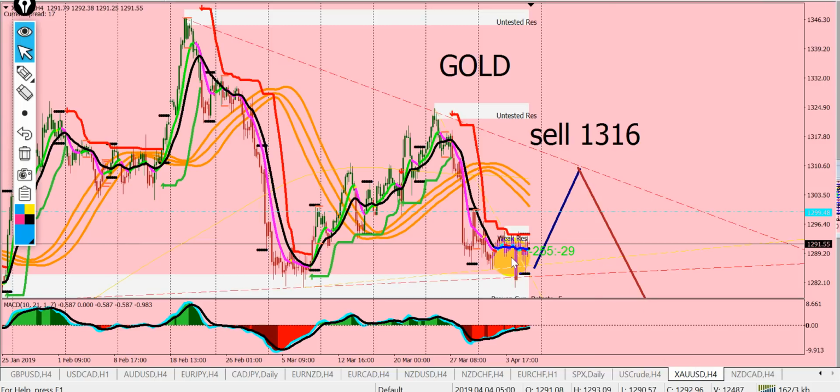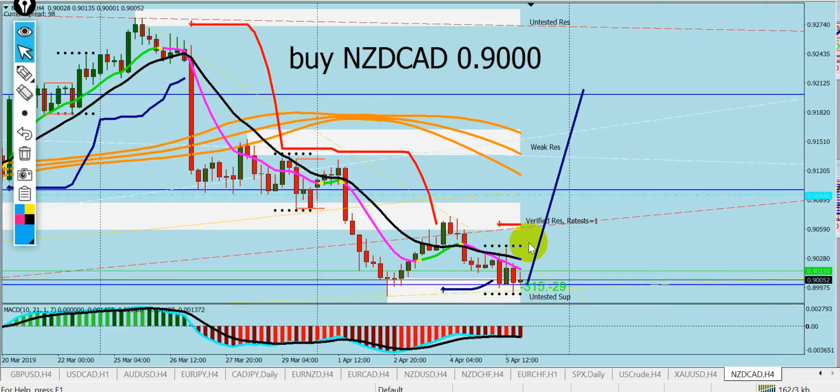Gold, so just wait. If the gold does rally to 1316, sell it. New Zealand Canadian, I think this is a good buy. So if the oil comes down, this is going to shoot up. If the oil doesn't come down, it's just going to be a range market.